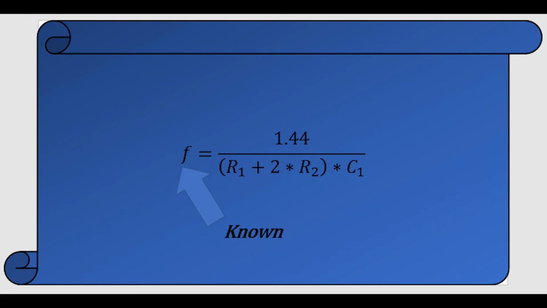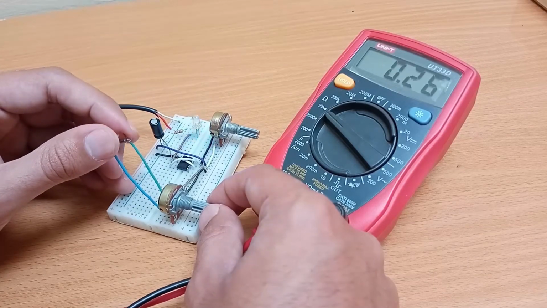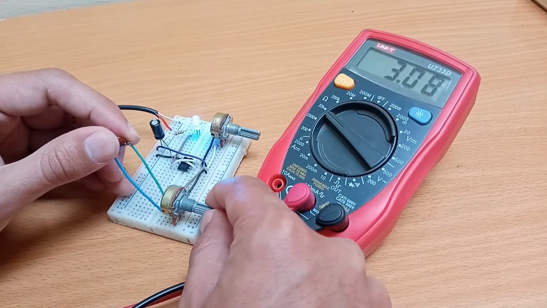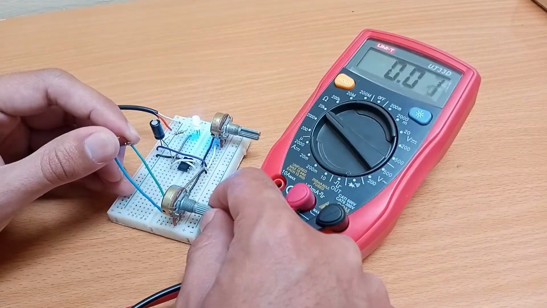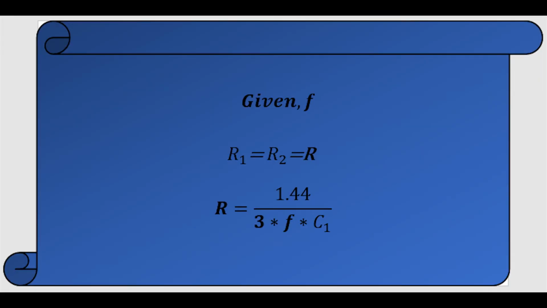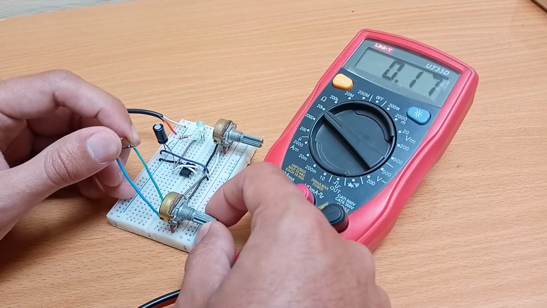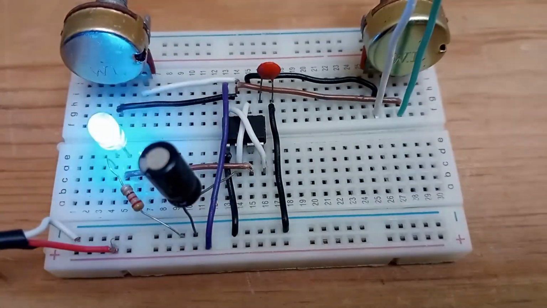Now the actual usefulness of this process comes when we give a known frequency to the formula. This means that we can get any blink rate by getting the values for the resistance from the formula, setting that resistance on the pot, and simply getting the blink rate.